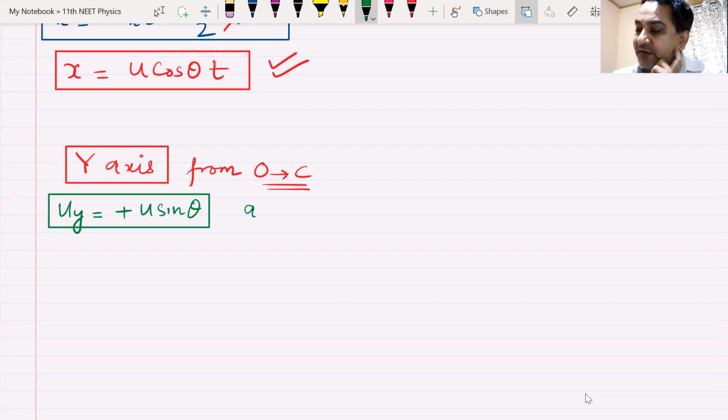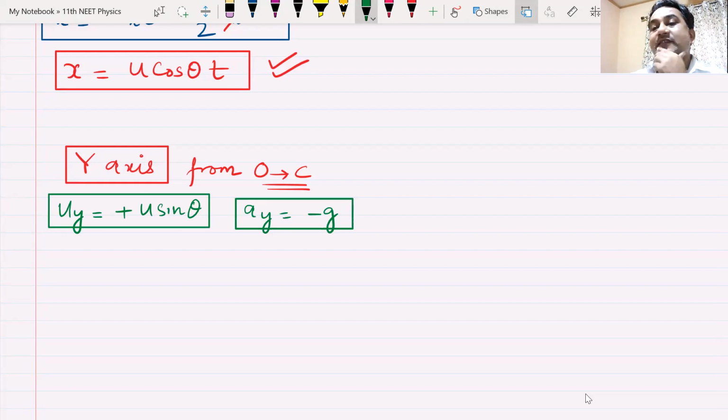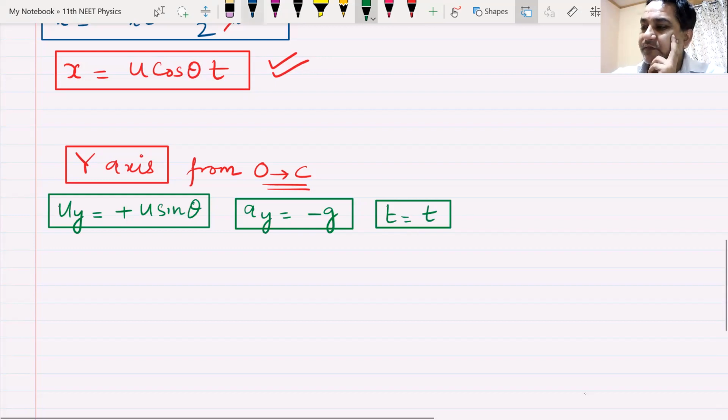How much is the acceleration along y? It is minus g. We all know this. Can I have some raised hand that we know this? We have used this so many times. The time we also know is t. I've assumed that the time is t.